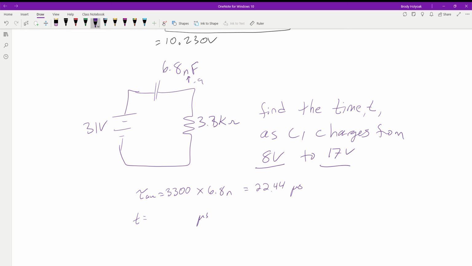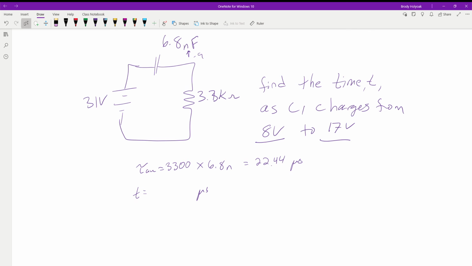Okay, so what we need to do is find out the time that it takes for this capacitor to charge up to 8 volts. So remember our formula, VC is equal to V final plus V initial minus V final times e to the -t over tau. We're going to be solving for t. So we have 8 is equal to 31 plus 0 minus 31 times e to the -t over our tau, which was 22.44 micro.